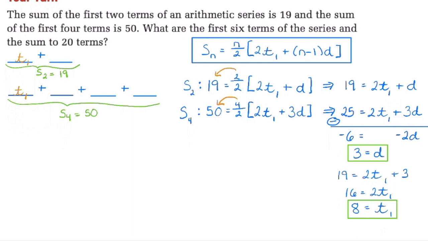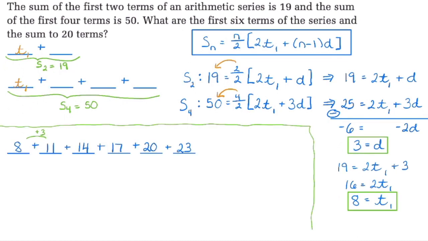And then you can always check this. So if we have 8 right here, and we have a common difference of 3, 8 plus 3 is 11, 8 plus 11 will add to 19. We can now go ahead and determine the first 6 terms of the series. So begin with term 1 of 8, and we're adding on a common difference of 3 each time.